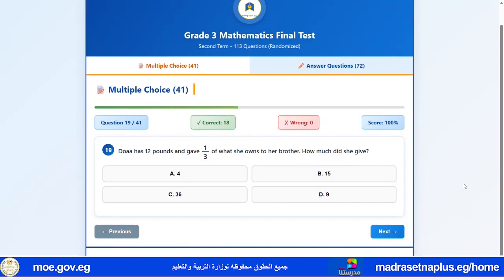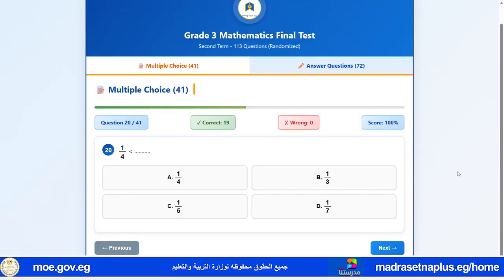Dua has what? 12 pounds. Dua gave a third of this 12 pounds to her brother. How much did she give? She gave a third of 12. Can you tell me the third of 12? How to get a third of 12? Yes, I can get a third of 12 by division. 12 divided by 3 equals, yes, equals 4. So the share of her brother is what? Is 4.